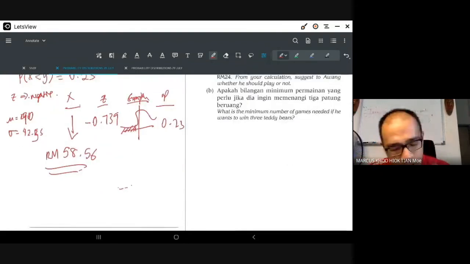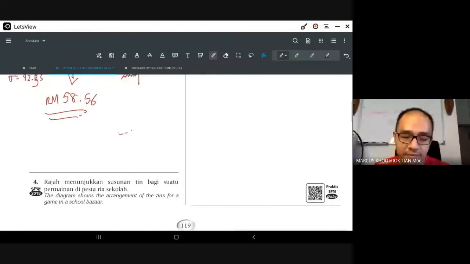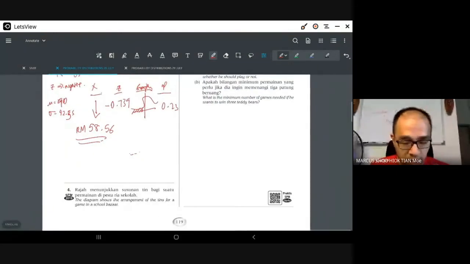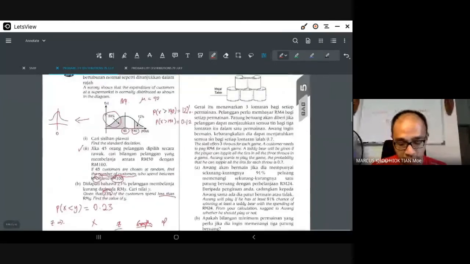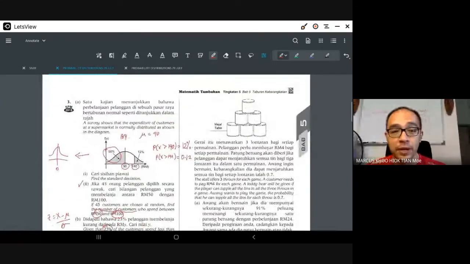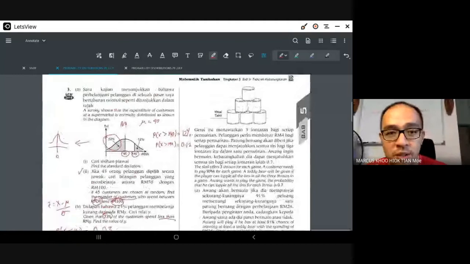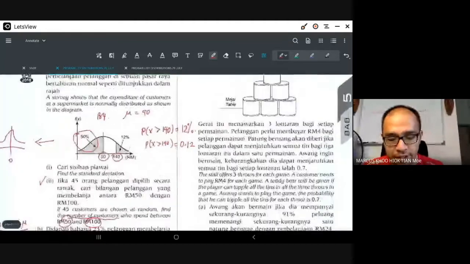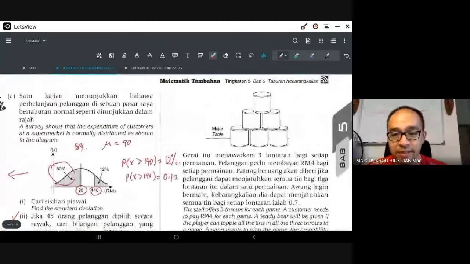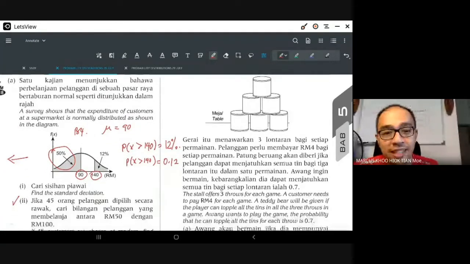Okay, let's do one more. They say don't want to rest, but keep asking for one more. Okay, question number 4. The diagram shows the arrangement of tins for a game in a school bazaar. Wow, school bazaar now sounds so foreign. It feels like I haven't heard it in a long time. Okay, the stall offers 3 throws for each game.